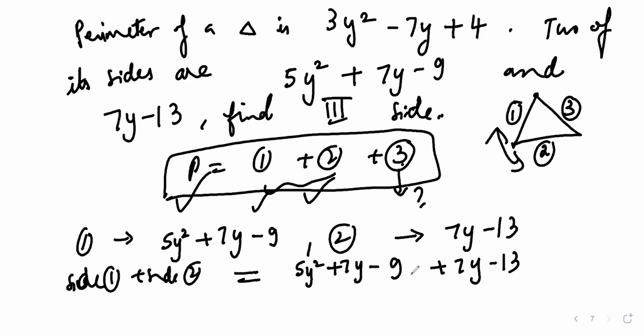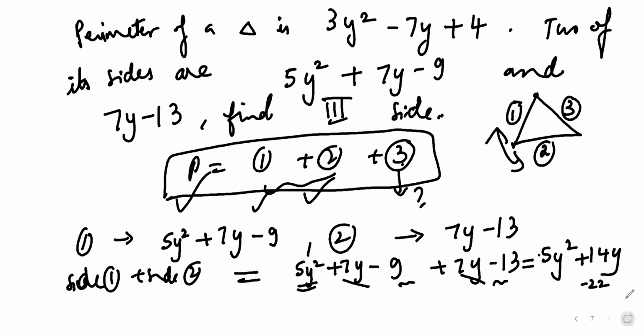So what did I do here? I have added both the polynomials. Basically, sides are expressed in terms of polynomials. Not that I'll give you neat and clean numbers always. Here it's algebra, isn't it? So I can test you on polynomials. So now I'm just going to add them. 5y square, keep it as 5y square. And like terms can be added. 7y and one more 7y, giving me 14y and minus 9 minus 13, which will be minus 22.